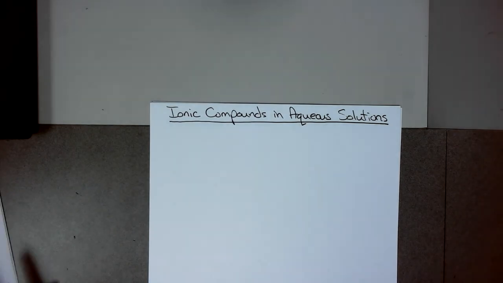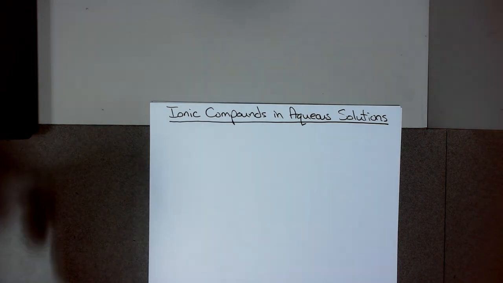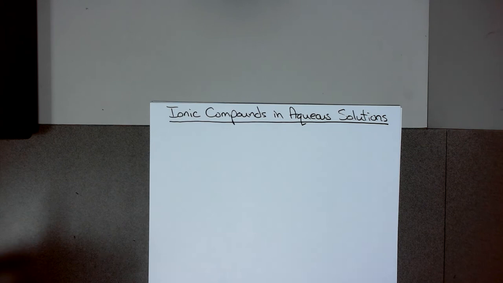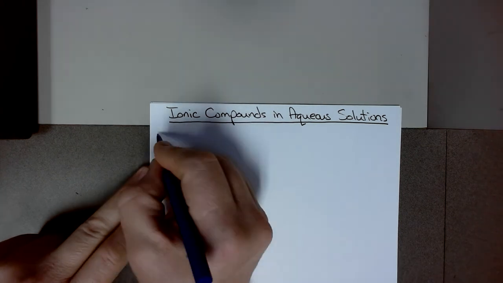Hello Bobcats. In this video we will be discussing ionic compounds in aqueous solutions. Now remember, aqueous means dissolved in water, so we want to discuss what's happening to an ionic compound when it is dissolved in water. Now what does happen is what's called dissociation.